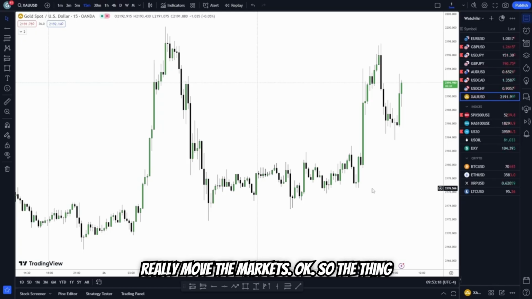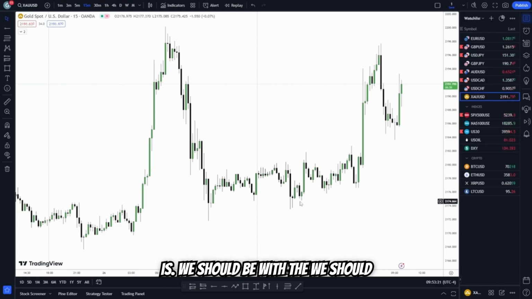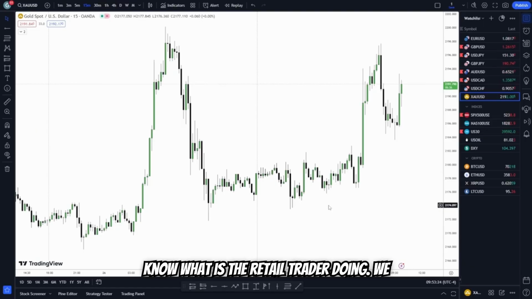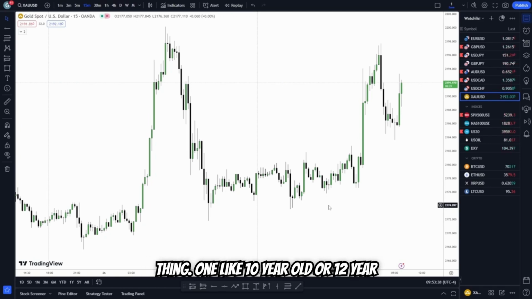Okay, so the thing is, we should know what the retail trader is doing. We should know what the retail trader's approach is, or what the beginner's approach is. Let's say it's a beginner's approach. What's the beginner's approach? They look for supply and demand, support and resistance, trend lines. That's the easy thing. A 10-year-old or 12-year-old can also mark a trend line. Now when they mark the trend line, they will trust fully in that trend line.